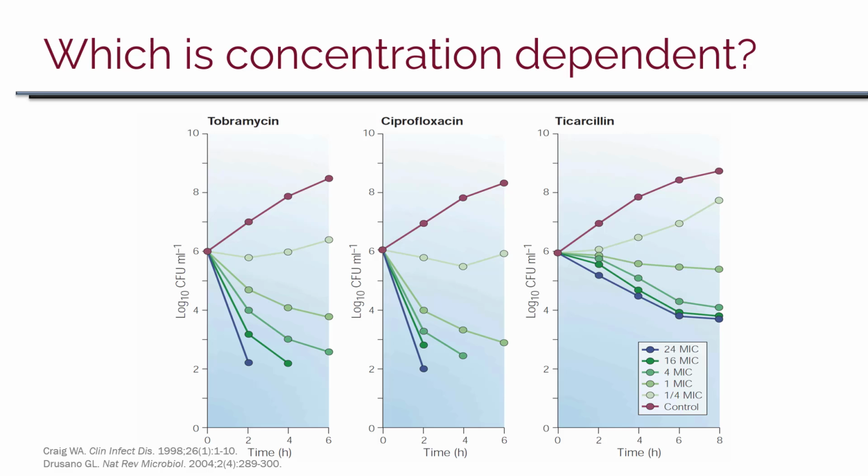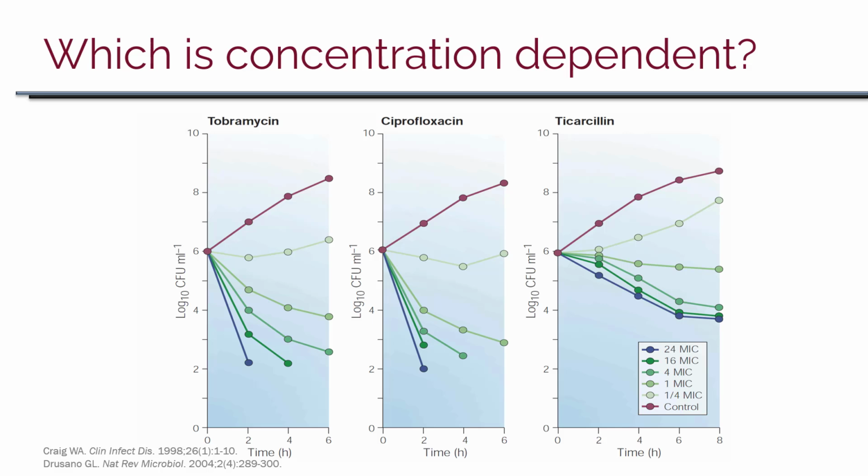Now we have 3 panels, so you can say in all of these we have a control where we don't have any antibiotics. That's the red line. As you can see, as time goes on, the number of colonies will grow because there are no antibiotics in all of these 3 panels. Now in each panel, we're showing you what happens when we have antibiotics and we increase the concentration. As the color gets darker, we are increasing the concentration. So with tobramycin, you can see that as the concentration increases, the drop in colonies is significantly higher.